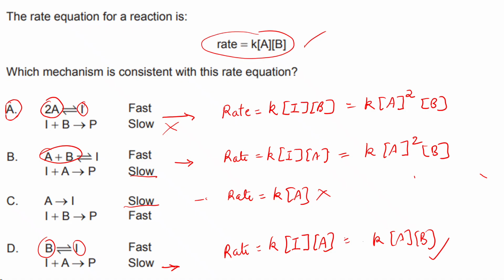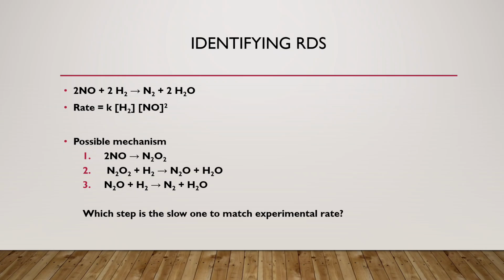All right. So that's how you identify which mechanism is consistent with the rate equation. So here is another example of a question where a set of mechanisms is given, and you have to identify which step of this proposed mechanism is the rate determining step, which follows the rate equation.